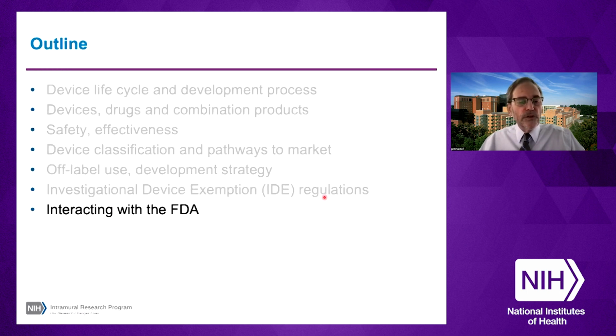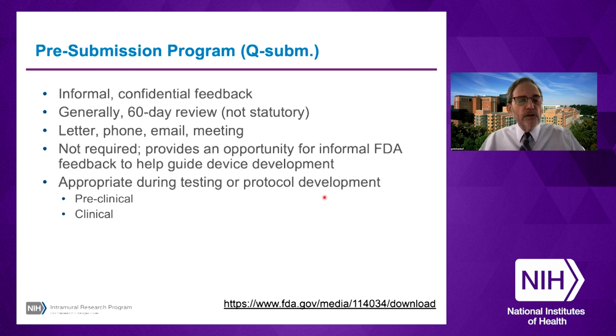So let's finally turn to interacting with the FDA if that ends up being something that you need to do. There's what's called a pre-submission program, or abbreviated as a Q submission. This is a way to get informal confidential feedback, and it's free, which is the best part. So it's generally about a 60-day review. I don't think that's a statutory requirement, but it can take a month or two.